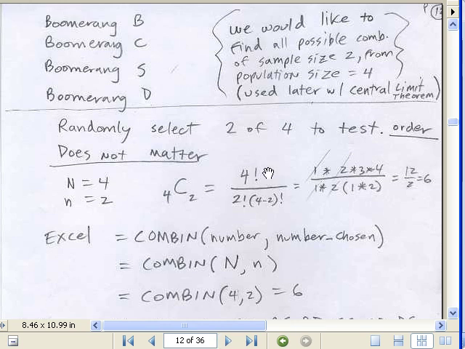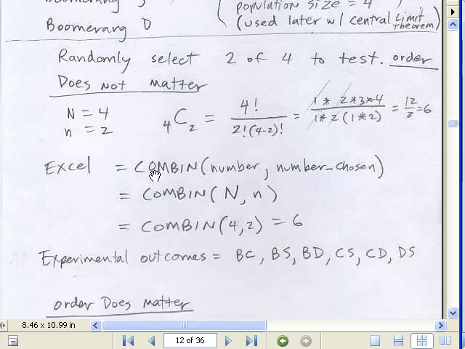Now, here we have 4 boomerangs. And we would like to find all possible combinations of sample size 2 from a population size 4. Again, later we'll use this in our central limit theorem to prove that some aspects of that are true. We want to randomly select 2 of 4 to test. Order does not matter. There's our big N, our population size, our little n, our sample size. We calculate it and we get 6.